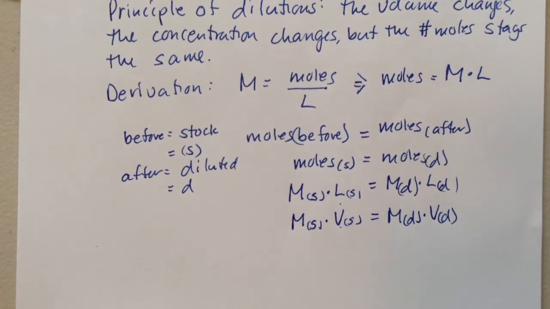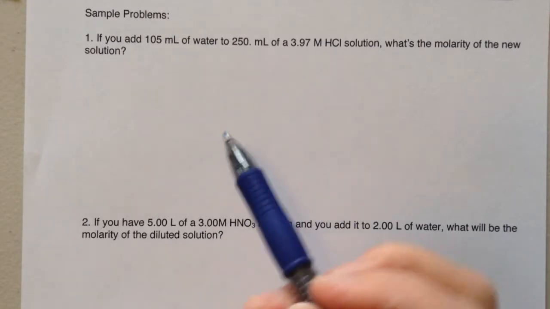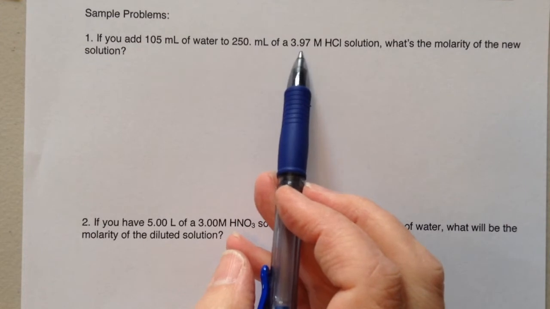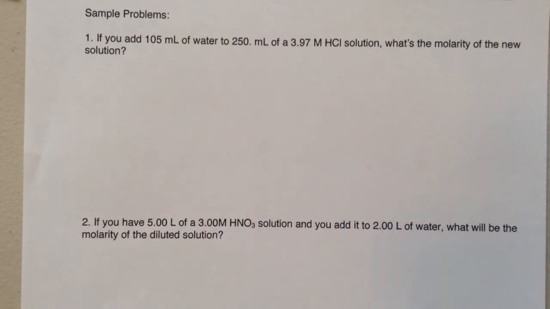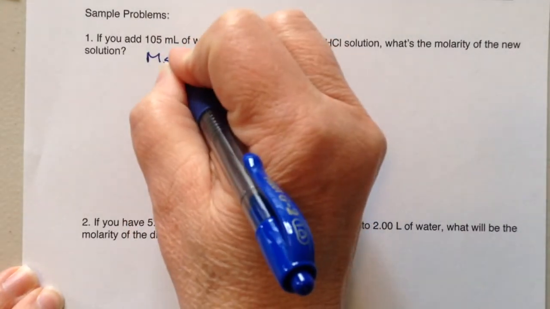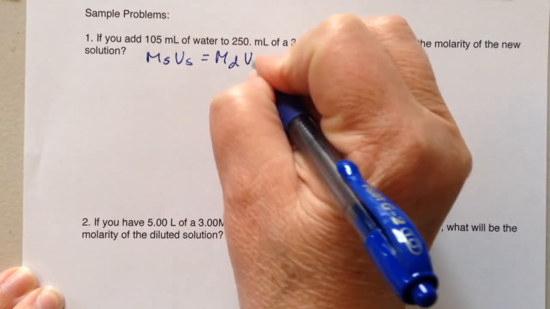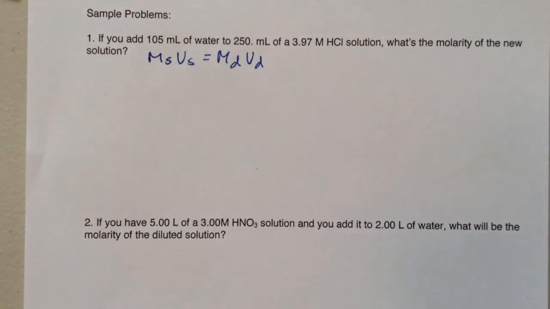All right, so let's do a problem with this. So here's some sample problems. What if you add 105 milliliters of water to 250 milliliters of a 3.97 molar hydrochloric acid? What's the molarity of the new solution? So you're diluting it. So we're going to say MSVS equals MDVD. That's the formula we'll be using.